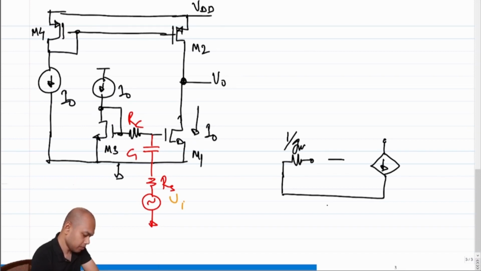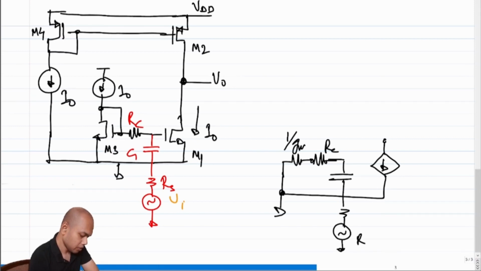1 over GM to ground, right? So you have an RC here, okay? Then this capacitor, this is RS, this is VI, okay?